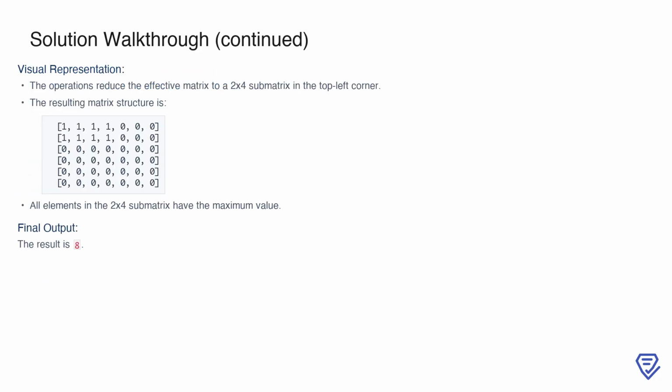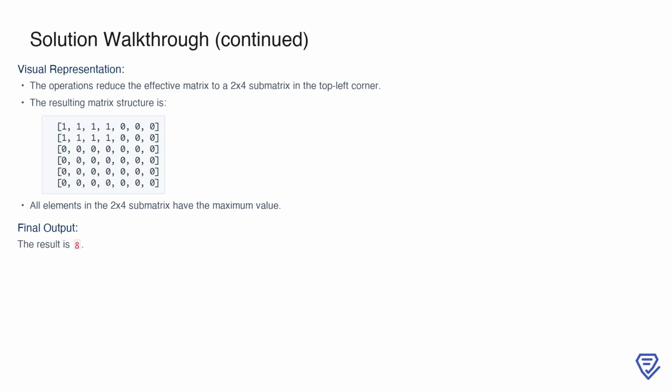To visualize the result of the previous example, the operations have reduced the effective matrix to a 2 by 4 submatrix in the top left corner. This means only the first 2 rows and the first 4 columns of the matrix are affected, and all elements within this submatrix have the maximum value of 1. The rest of the matrix remains untouched, filled with zeros.